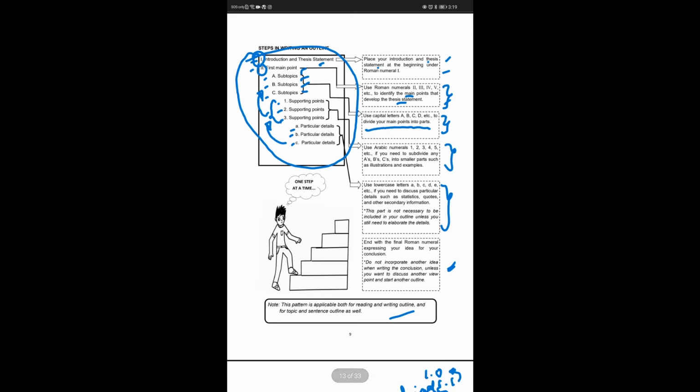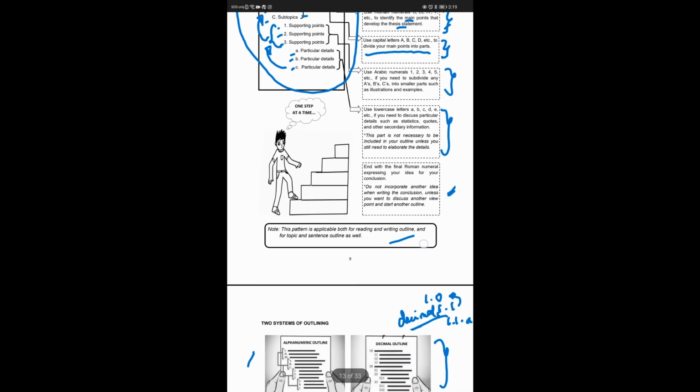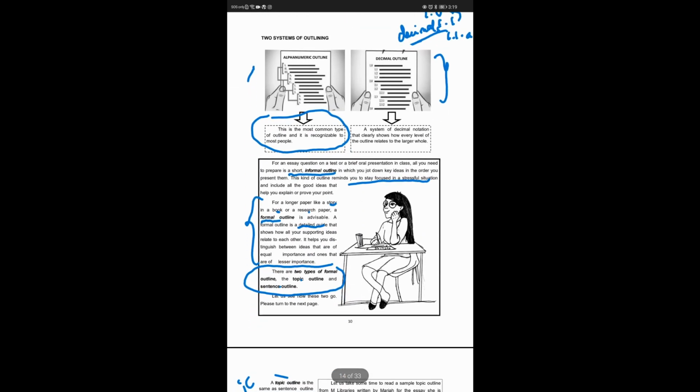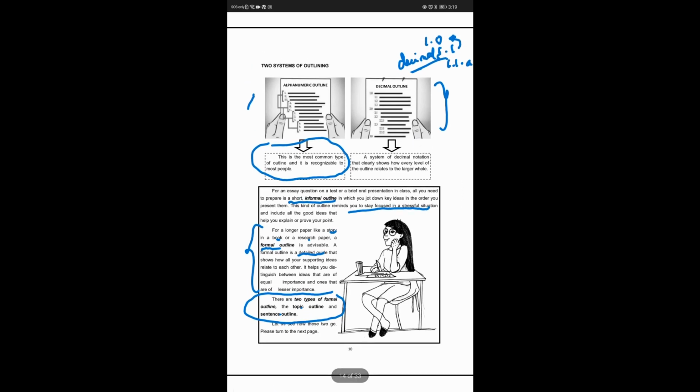And then, here are the steps in making an outline. So, what are the parts of the outline? We have the Roman numerals, the capital letters, the Arabic numbers, and the small letters. Okay? And then, these are the systems, yung mga sistema ng pagsulat ng outline. We have the alphanumeric. Again, it's the most common because we use alphabet and the numbers. And then we have the decimal outline, which simply uses just decimals. Okay?